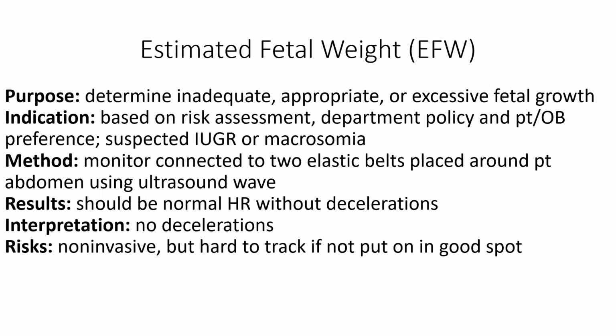Estimated fetal weight. This is of course used if we are expecting a big baby or a very small baby. We have to kind of just estimate it. Macrosomia would be a big baby. IUGR would be a very small baby. The method is connecting 2 elastic belts placed around the patient's abdomen using an ultrasound wave. The results should be a normal heart rate without decelerations. Interpretation of this would be no decels. This is non-invasive, but hard to track if not put on in a good spot.